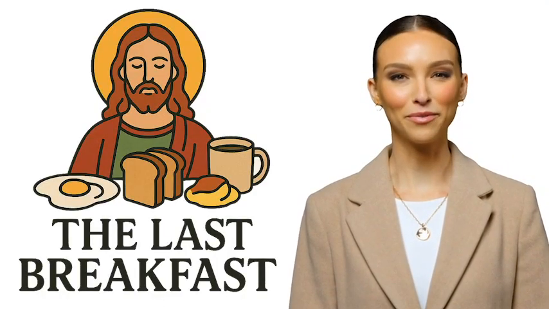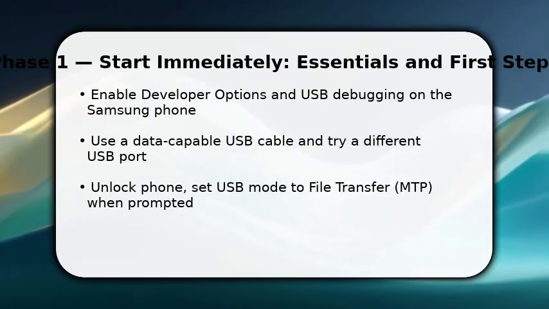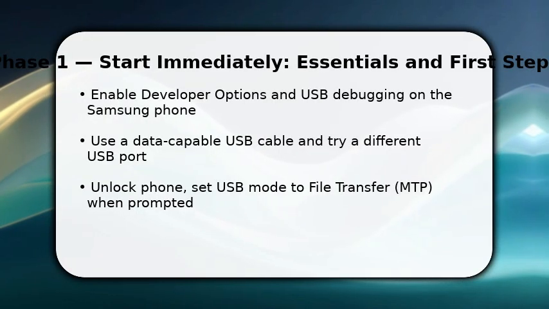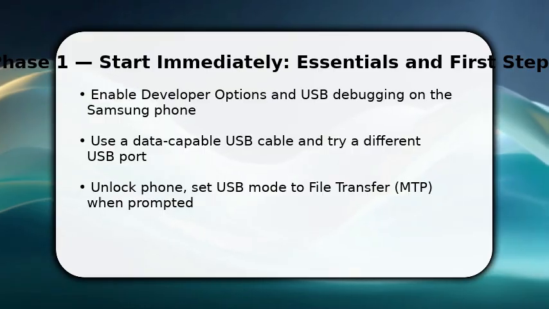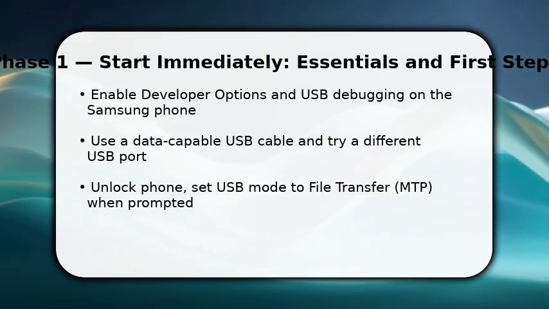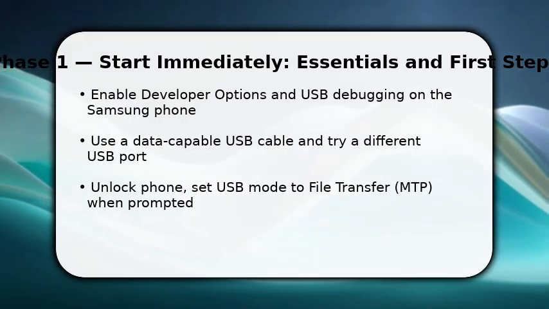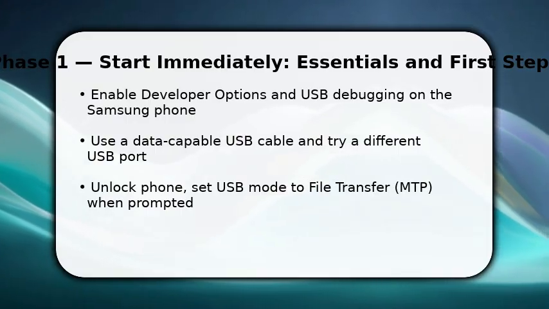Please enjoy the video. You start by preparing both devices. On your Samsung, enable developer options and turn on USB debugging so the computer recognizes it. Next, use a known good data-capable USB cable, not a charge-only cable, and plug into a working USB port. Once done, unlock the phone and select File Transfer, also called MTP, from the USB options.